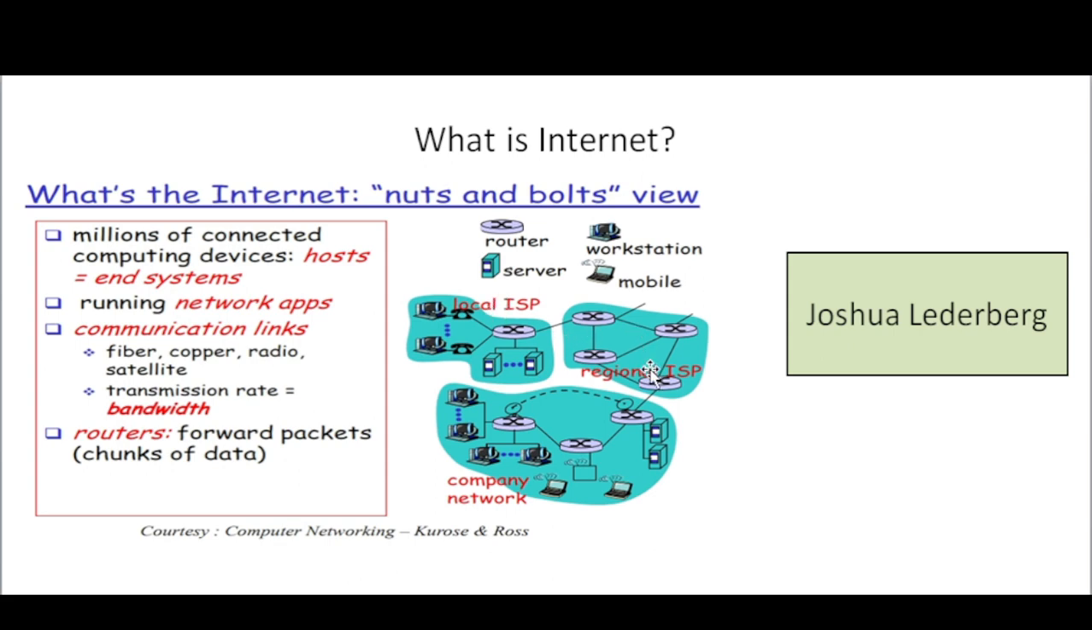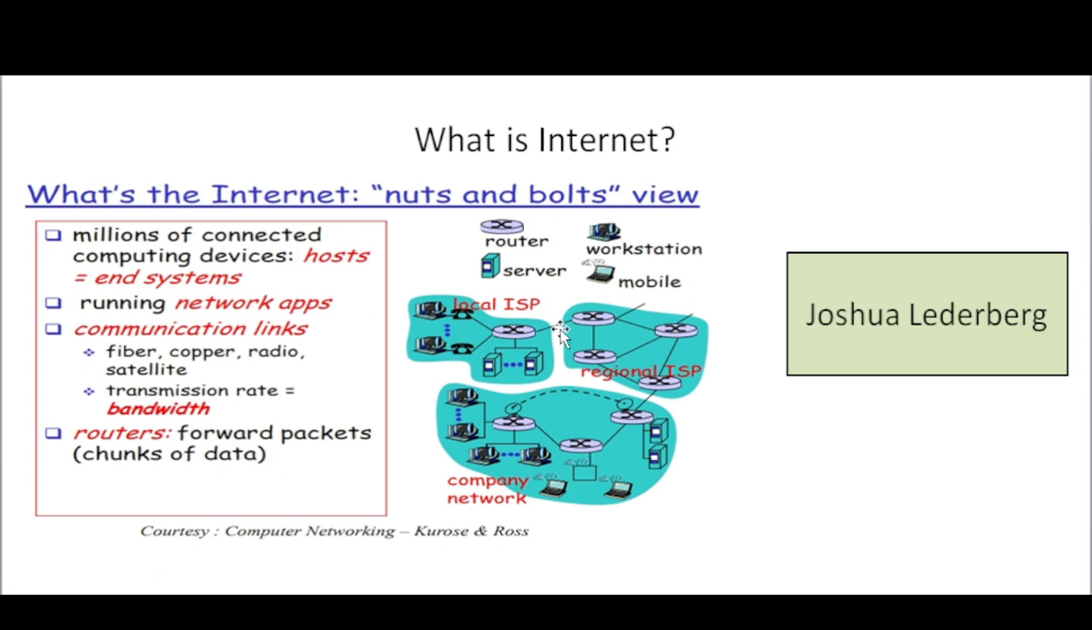Then regional ISP, a larger network that connects multiple local internet service providers, facilitating a wider range of internet connectivity. Then company network depicts a corporate network with several interconnected devices and routers, showing how companies manage their internal network and connect it to the internet.